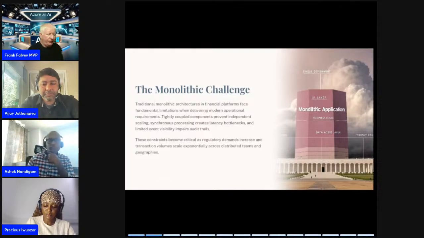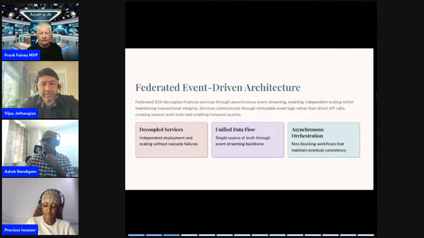Now, with that, let me move to slide number 3. Here, I'm going to talk more about federated event-driven architecture.